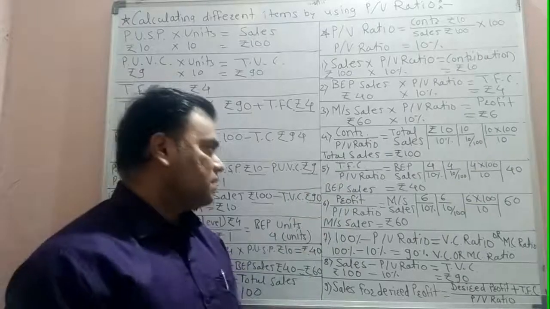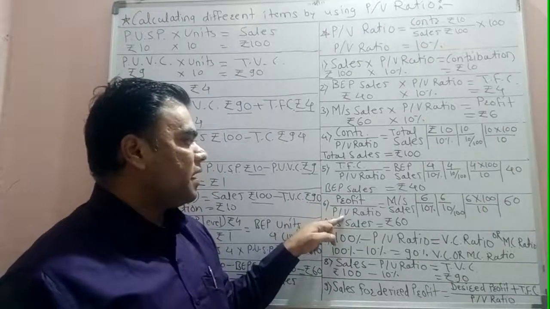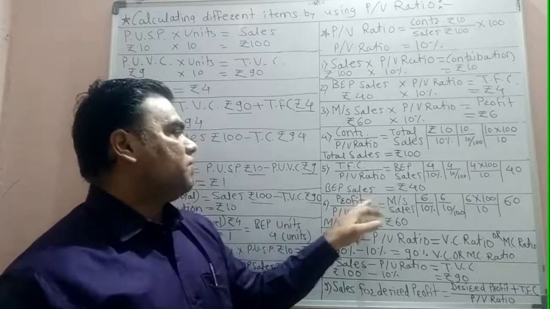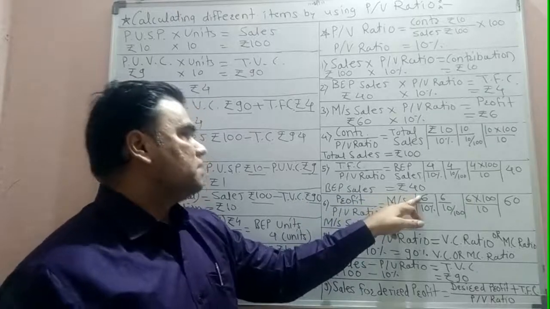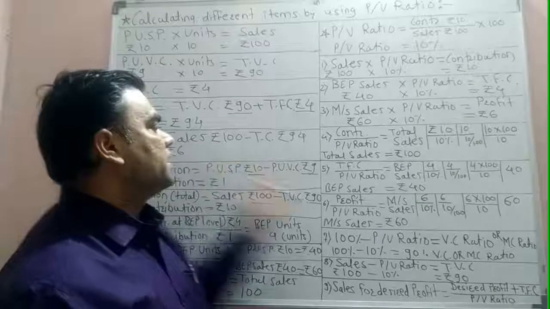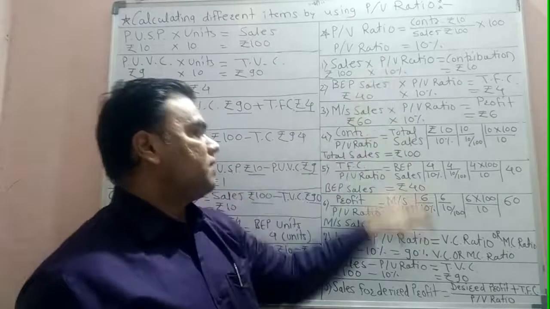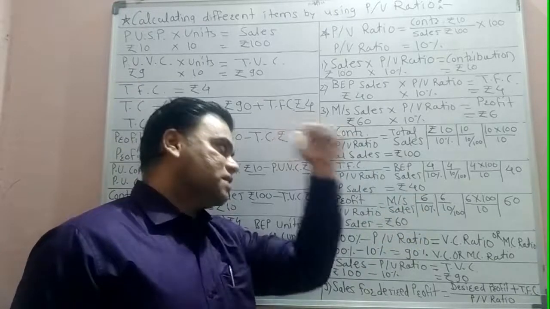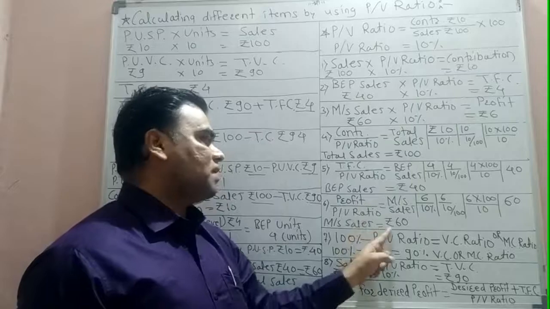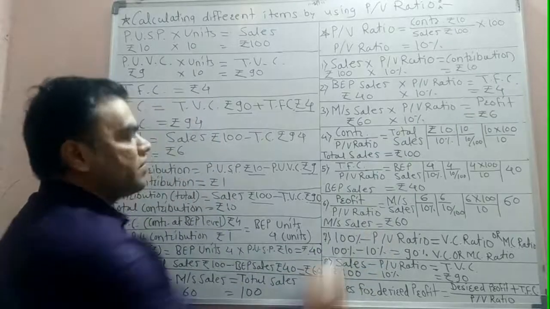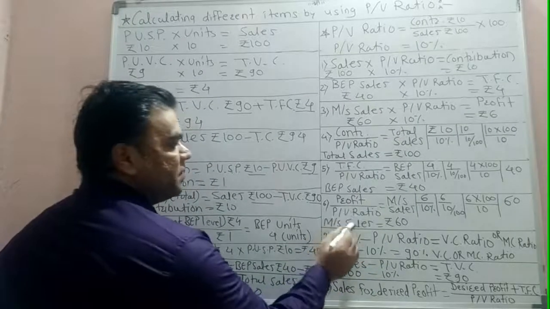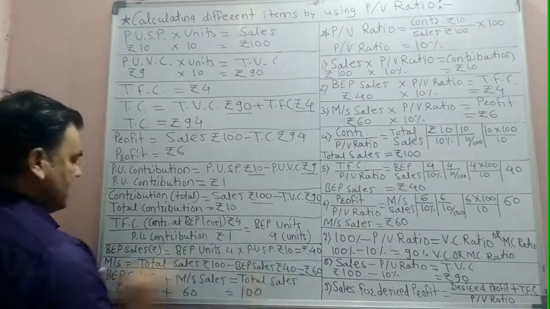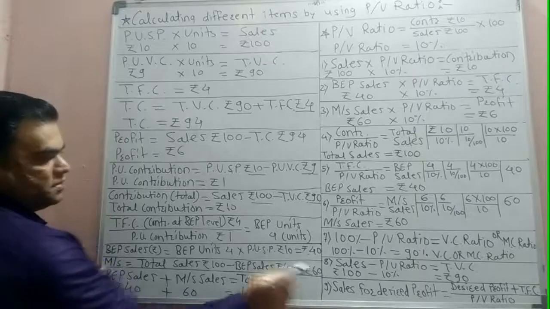Then sixth, profit divided by PV ratio is equal to margin of safety. Profit is 6. You can see profit is 6 divided by 10% PV ratio. So 6 divided by 10%. 6 is 10% of 60. So 60 is the margin of safety. You can see we have calculated margin of safety by using PV ratio which is rupees 60.